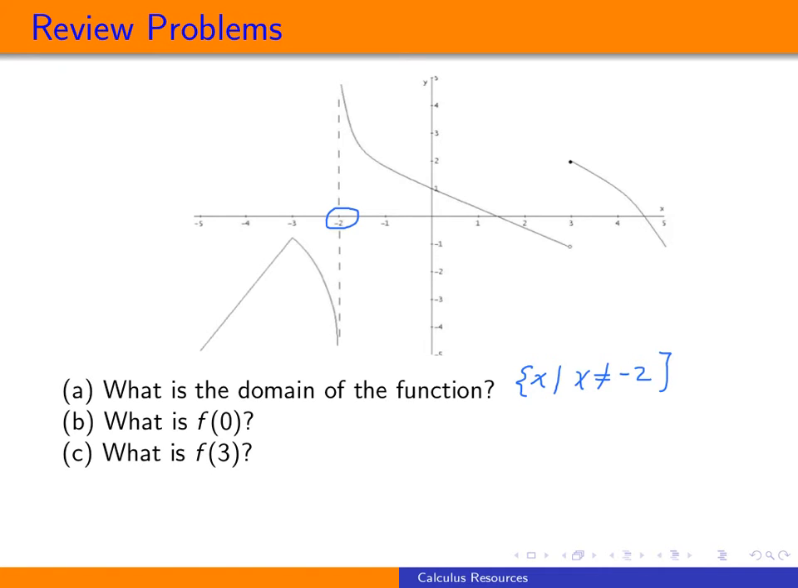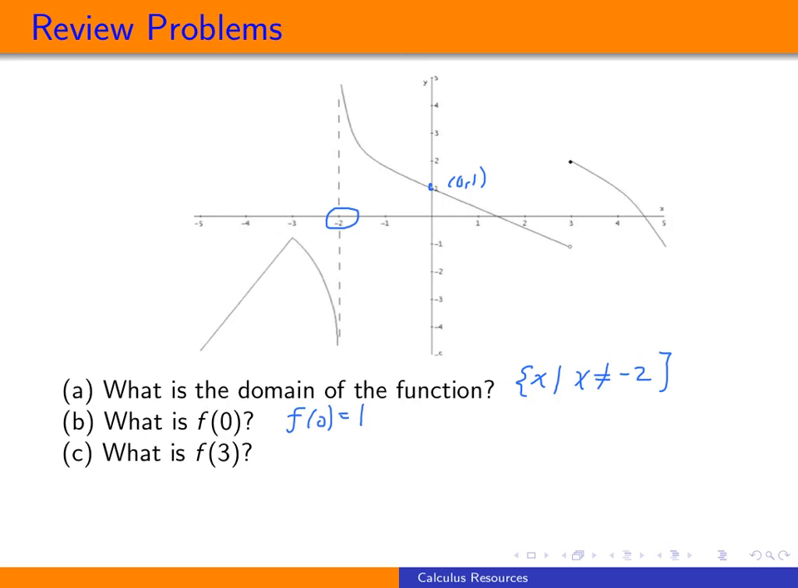The second question here, what is f of 0? F of 0 would be the output associated with the input of 0. Looking at our graph, we see that we have the point (0, 1), which tells us the output we get when we plug in 0 is 1.